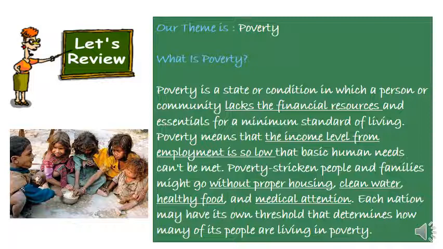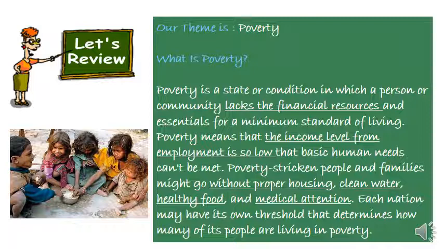Poverty means that the income level from employment is so low. It means the salary that a person gets from a certain job is very low. It's not enough. Basic human needs can't be met. It means he cannot get all his needs. Poverty stricken people and families might go without proper housing. It means sometimes poor people do not have proper houses or clean water. So most of the time in poor regions, the water is contaminated or polluted. Poor people do not have healthy food and medical attention.